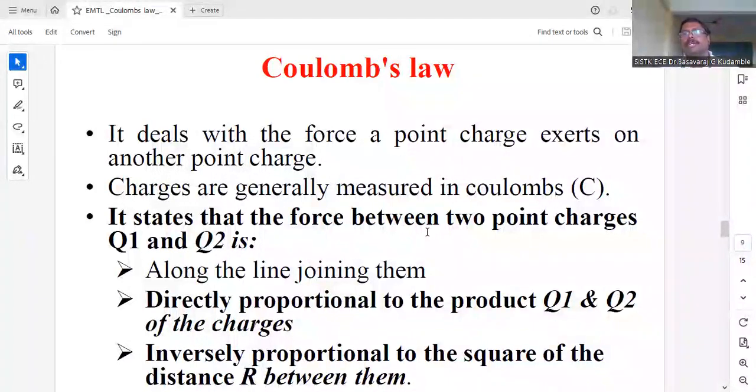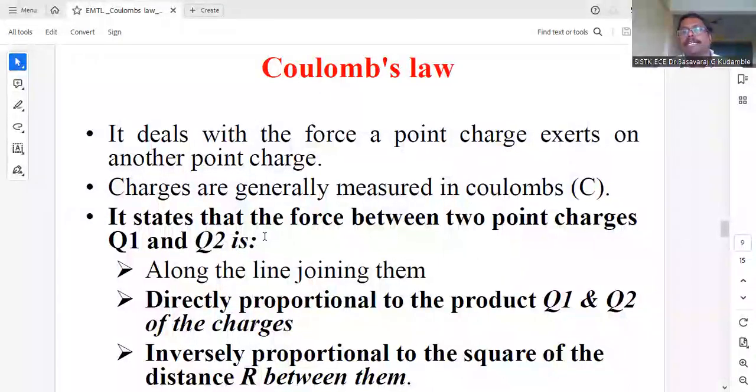So now we know what is a charged particle. Now we are going to discuss about Coulomb's law. Coulomb's law deals with the force a point charge exerts on another point charge. If we keep 2 point charges, then a force will be experienced by one on the other. Charges are generally measured in coulombs. The charge unit is a coulomb. So 1 coulomb equals 6 into 10 to the power of 18 electrons.